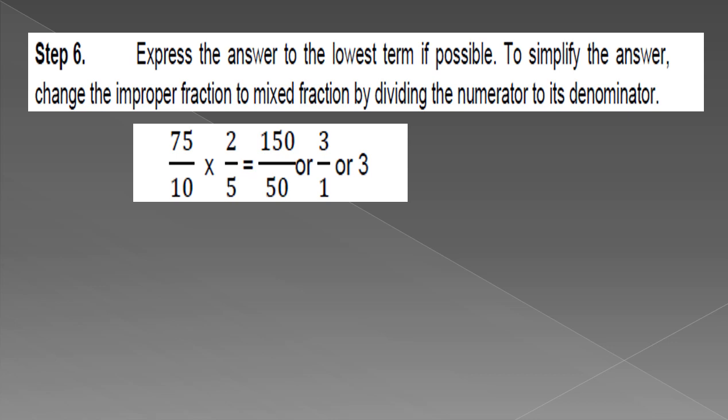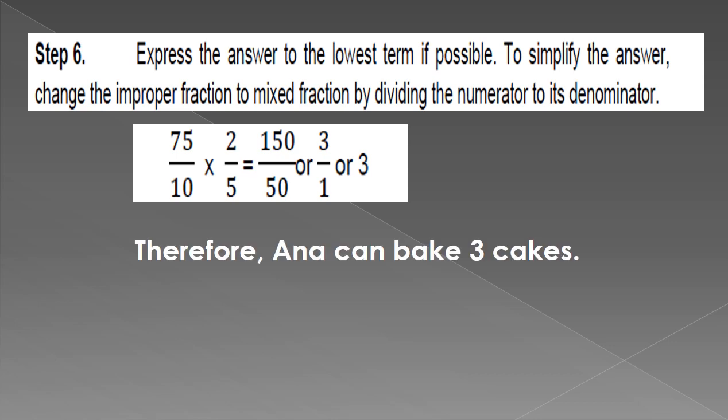Or simply perform the division process. 150 divided by 50 is equals to 3. Did you get it? Therefore, Anna can bake 3 cakes.